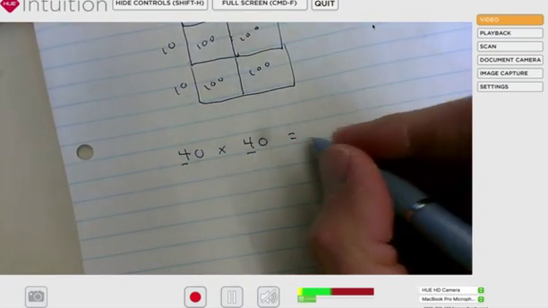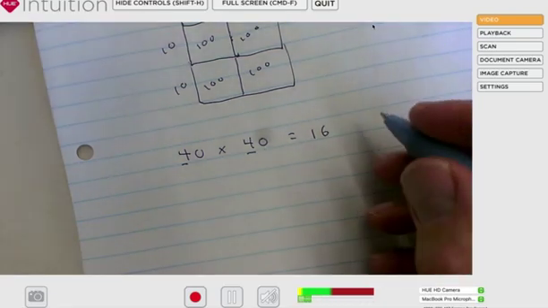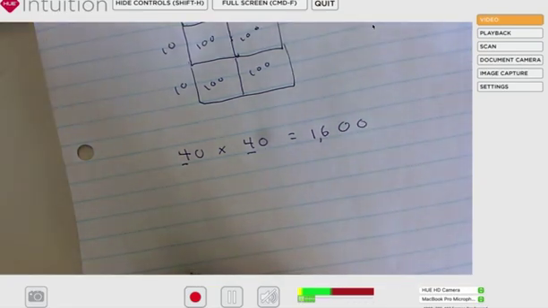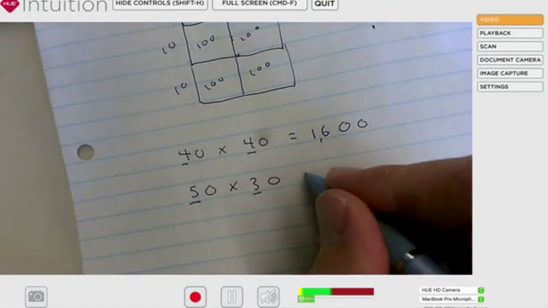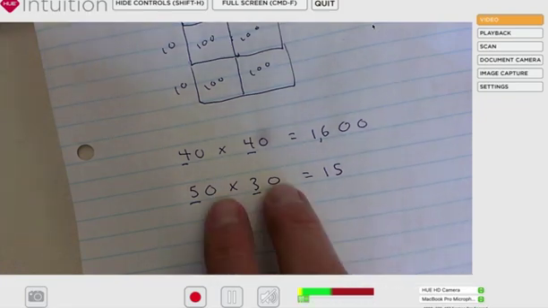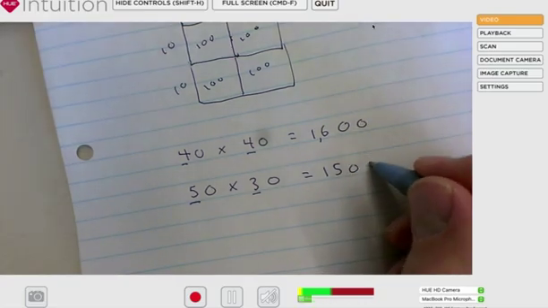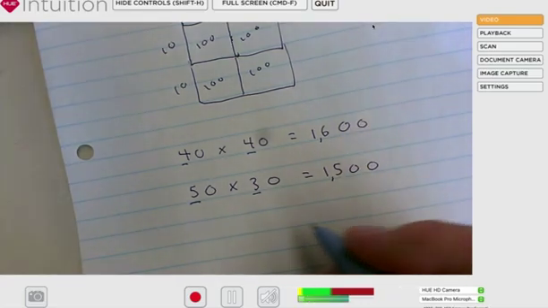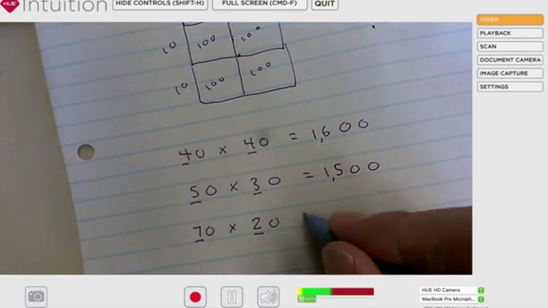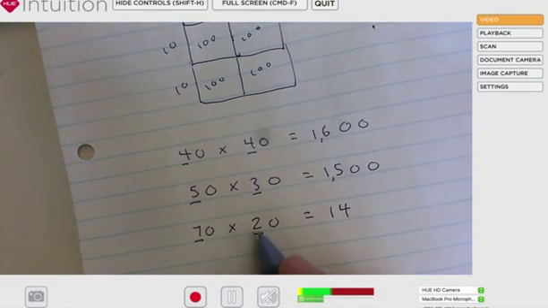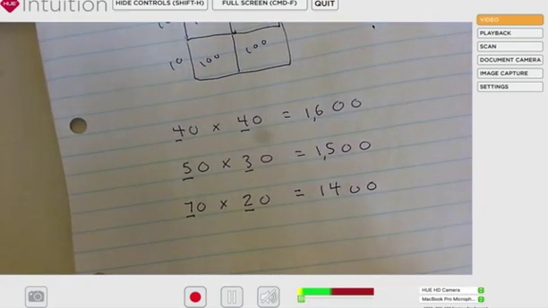4 times 4 is 16, and adding not 1 zero, but 2. So it's really just an extension of what we already did. You see what I'm saying? For example, 50 times 30. 5 times 3 is 15. And then add 2 zeros, this one and that one. I mean, if you think about it, it's not really all that different than what we were already doing. 70 times, I don't know, 20. 7 times 2, find the hidden multiplication fact. 7 times 2 is 14. Add the 2 zeros. Like, what more do you want from me?